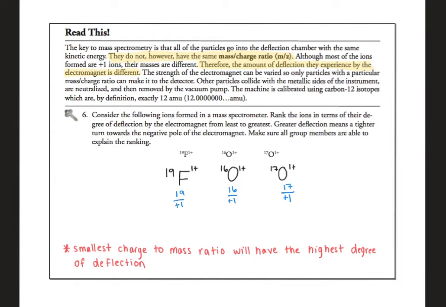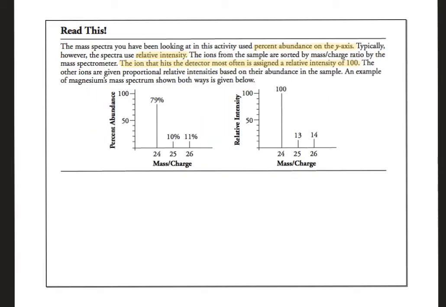So the smallest mass to charge ratio will have the highest degree of deflection. So this one is going to be the highest degree of deflection. It is going to make the tightest turn. And the largest mass to charge ratio will have the lowest degree of deflection. Easy enough. All right, here's another read this.